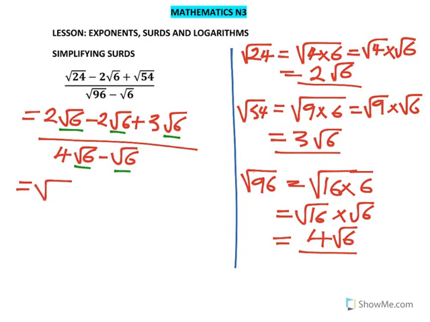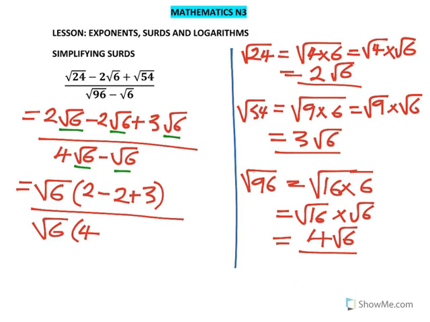Now you factorize. You factorize root 6 on top. You are going to have 2 minus 2 plus 3 all over. You factorize root 6 below. You are going to have 4 minus 1 because there is a 1 there, 1 root 6, and so you are left with a 1. This is equal to, now you can cancel out the root 6 and root 6. Now you say 2 minus 2 is 0 plus 3. You are going to have 3 over 4 minus 1 is 3. Then your answer will become 1. You can test it now with your calculator. You punch it, you'll discover that you also get a 1.